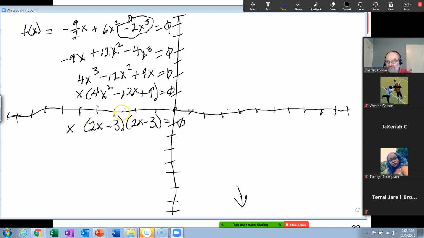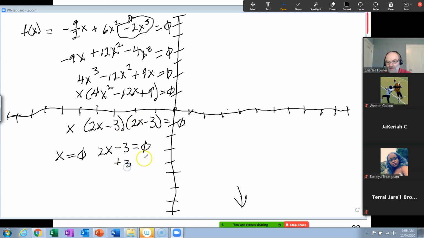2x times 2x is 4x squared, sure enough. 2x times minus 3 is minus 6x, and another minus 6x, that's minus 12x, sure enough, and minus 3 times minus 3 is plus 9. So yep, x equals 0 is a zero. I plug that in, and then the next one is 2x minus 3 equals 0. But that's a double root, okay? Well, what is that going to be?